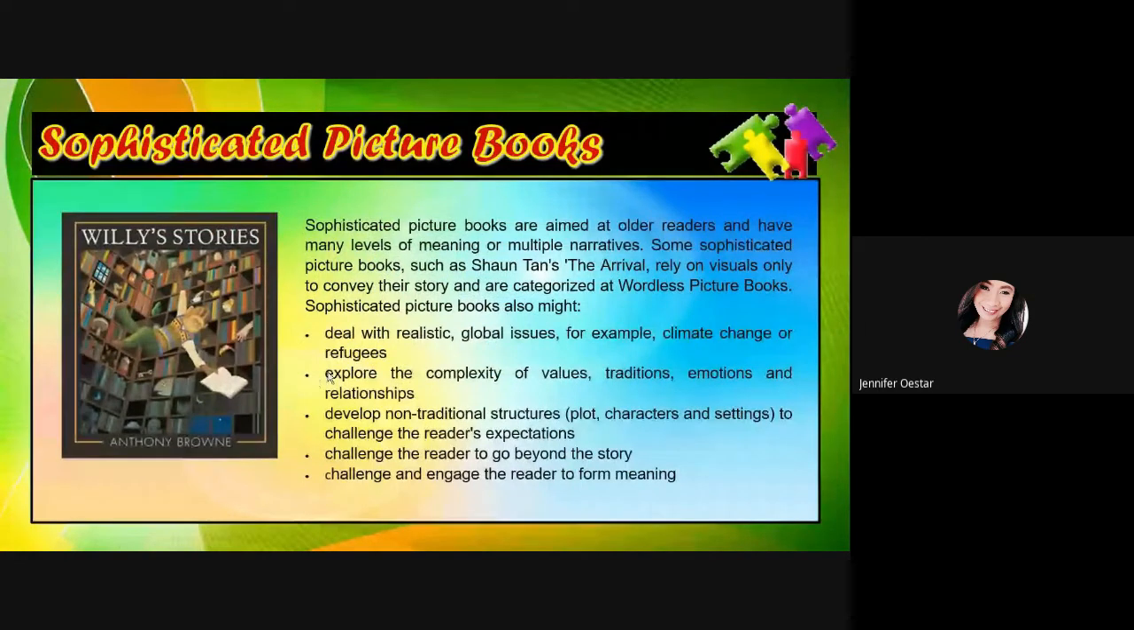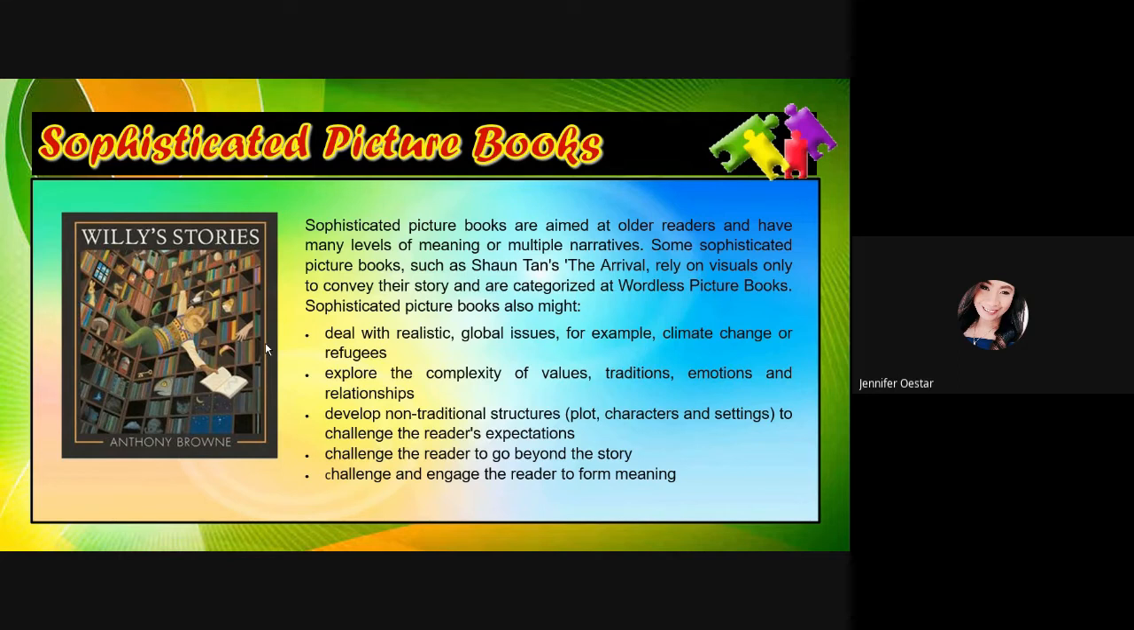So what are those? Sophisticated picture books are aimed at older readers and have many levels of meaning or multiple narratives. So for older children, some sophisticated picture books such as The Arrival rely on visuals only to convey their story and are categorized as wordless picture books. But then, sophisticated picture books also might. So as we go on with the definition, even though there are wordless picture books, this could also be suited for older children. Probably those older children are struggling readers as well.